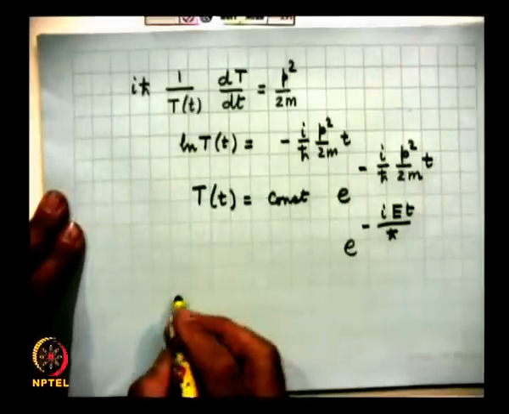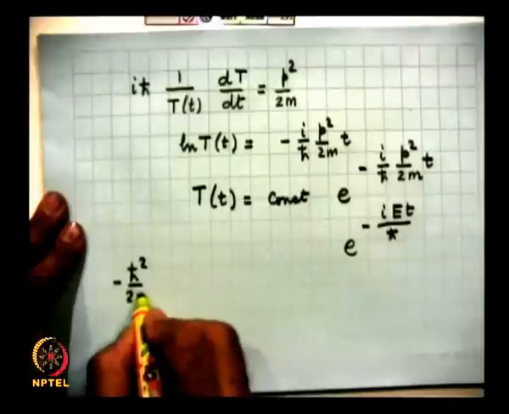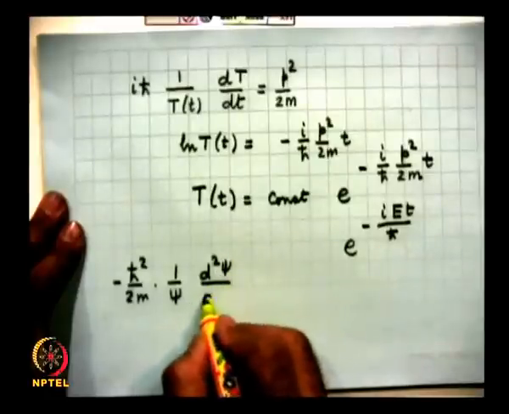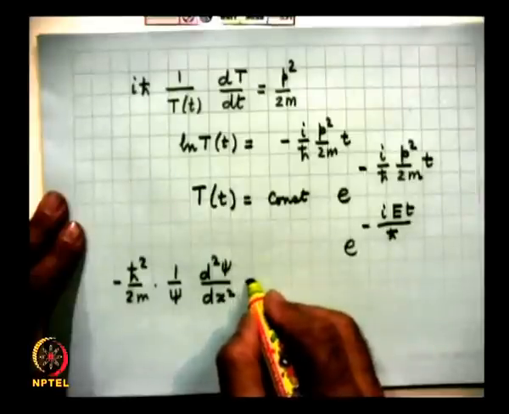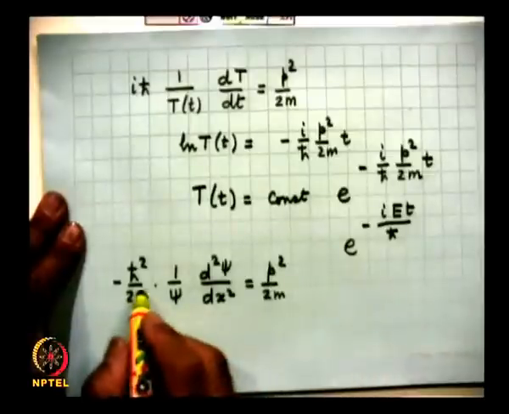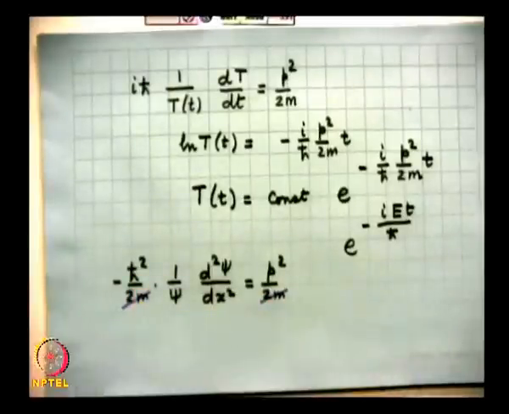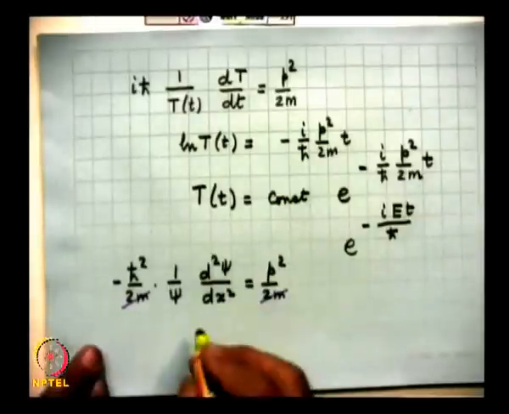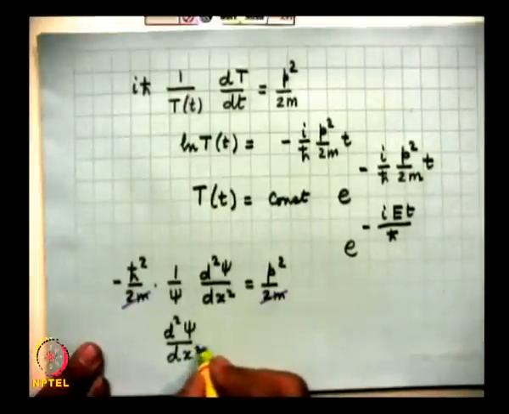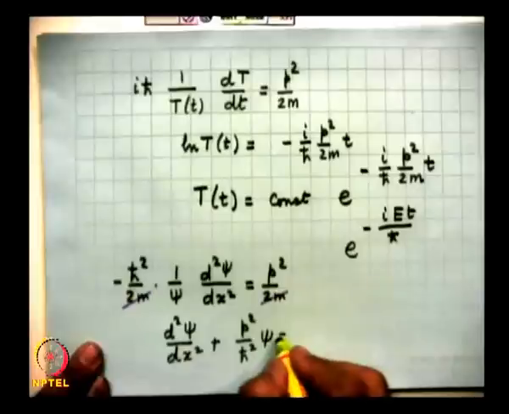Let me solve the other part of the equation, namely minus h cross square by 2m, the x part, 1 over psi d2 psi by dx square, is equal to p square by 2m. So, 2m cancels out. I take h cross square on this side. So, I get d2 psi by dx square plus p square by h cross square psi is equal to 0.